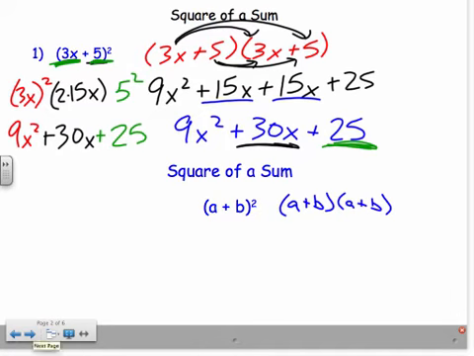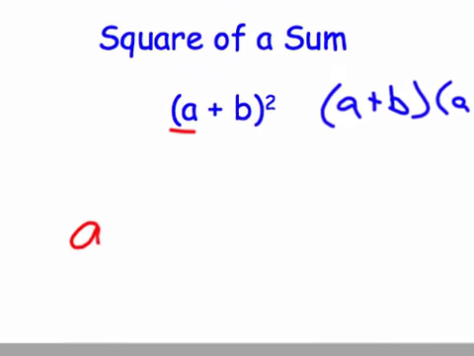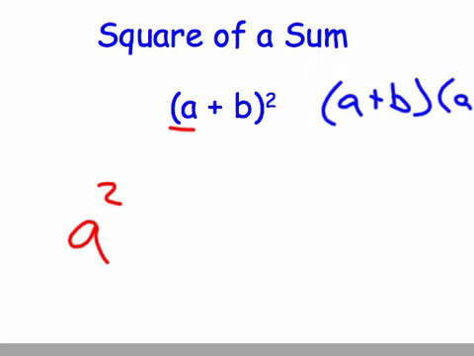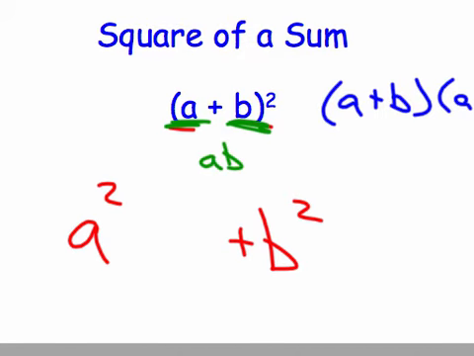And let's talk through how that worked. First term gets squared. Second term gets squared, but that's at the end. And it's a positive, so we have the plus sign in front. And for that middle term, what happens is we multiply the two, so a times b, and we double it. So a 2ab.